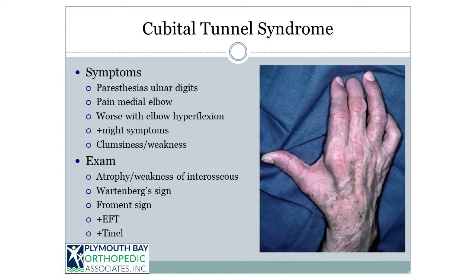Froment sign is if you have a piece of paper, you ask them to try to pull it out. If they can't pinch it with their fingers flat and they have to bend their fingers, that's a sign of ulnar neuropathy as well. So when they bend the joints to hold the piece of paper, they're using a different nerve.